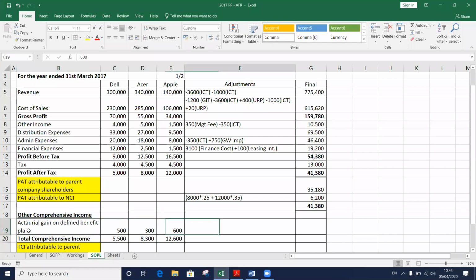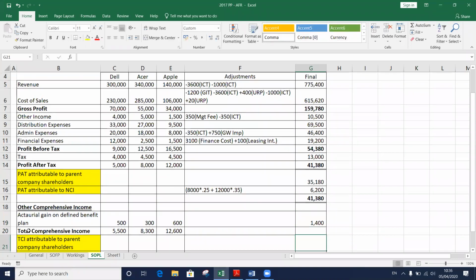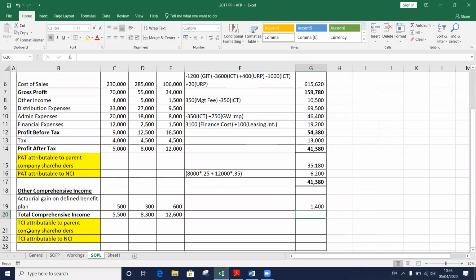Actuarial gain. What is the sum of these three? 1,400. Right. So what should the total comprehensive income be? Profit after tax is 41,380. Right? In other comprehensive income there is this actuarial gain, the amount here is 1,400. It means our total comprehensive income should be 42,780. Do not add up the highlighted figures like these and put them here.